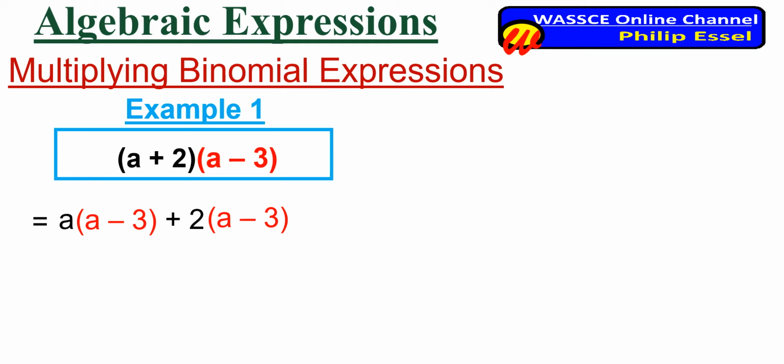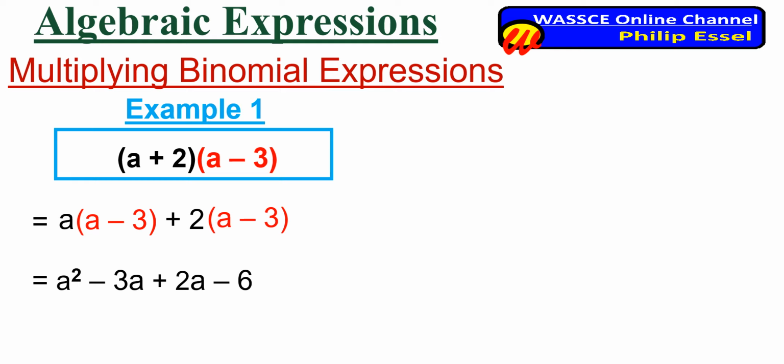When we do this, we would get, so what happened was that the a multiplied the a and we got a square. Again the a multiplied the negative 3, we got negative 3a. Then we had positive 2 multiplied by a, that gave us positive 2a. Then the positive 2 again multiplied the negative 3, that gave us negative 6. As simple as that.